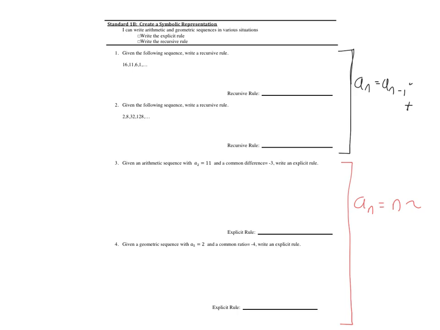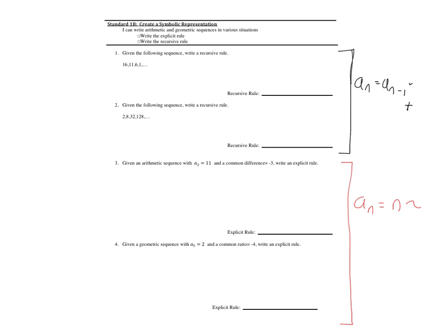Here's a brief little overview of Standard 1B, creating symbolic representations, and really what I want people to focus on here is writing an explicit rule. Now recursive rules are great. You're going to write a sub n in terms of this, which represents the previous term multiplied or added by something. Common ratio, common difference. So here, it looks like we're subtracting 5 each time.